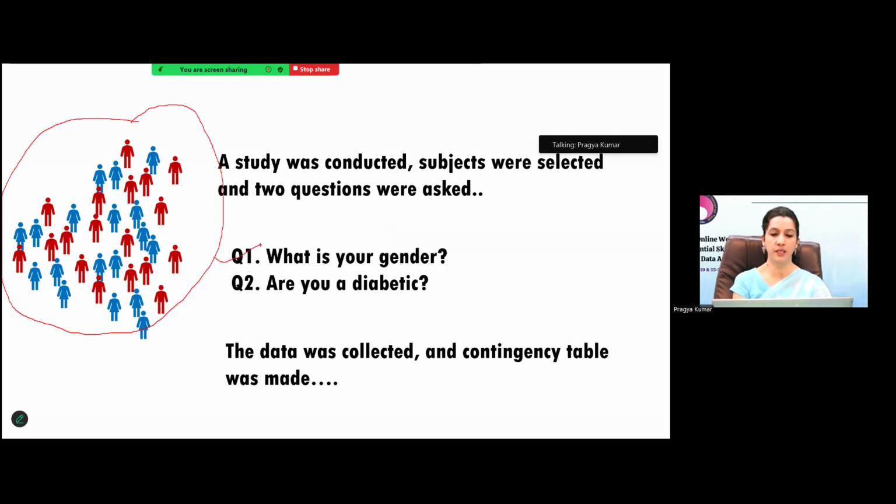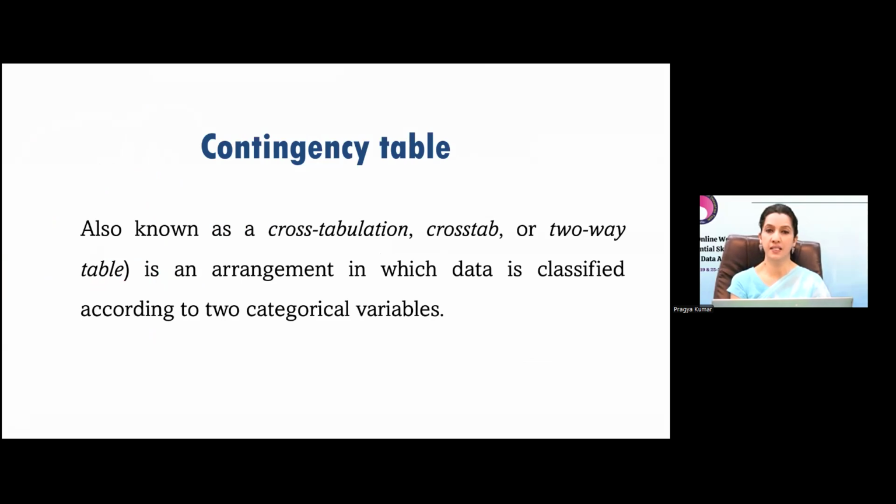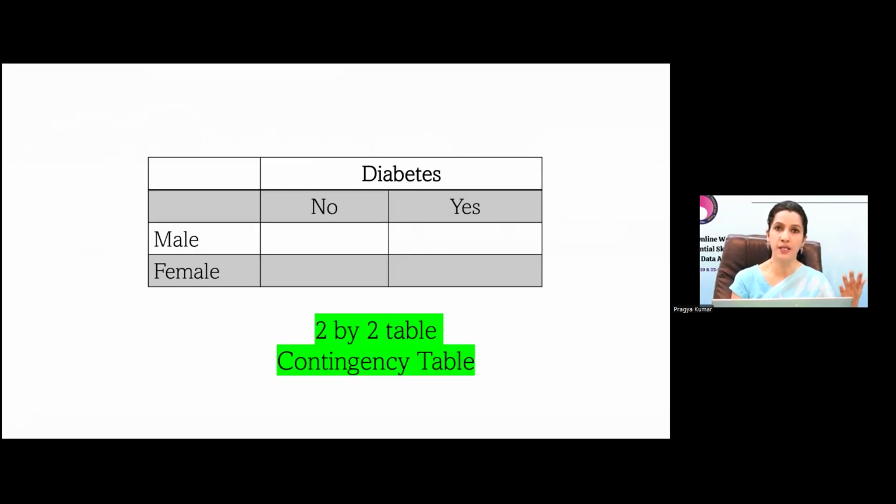What is your gender, and are you diabetic or not? And then I have made a contingency table. So what is a contingency table? A contingency table is also known as a 2 by 2 table, or a cross tab or cross tabulation. It is an arrangement in which we classify and put the data according to two categorical variables.